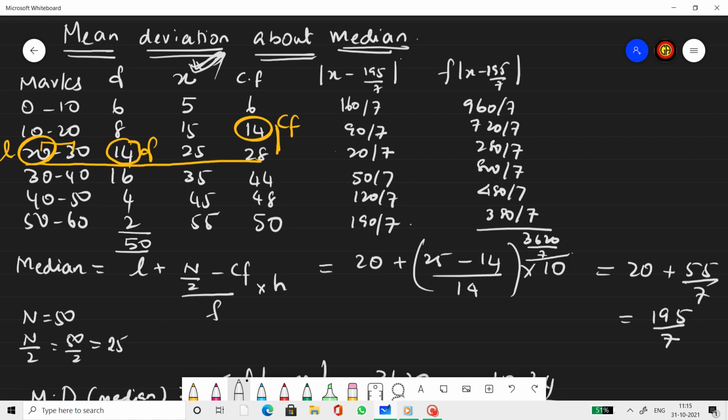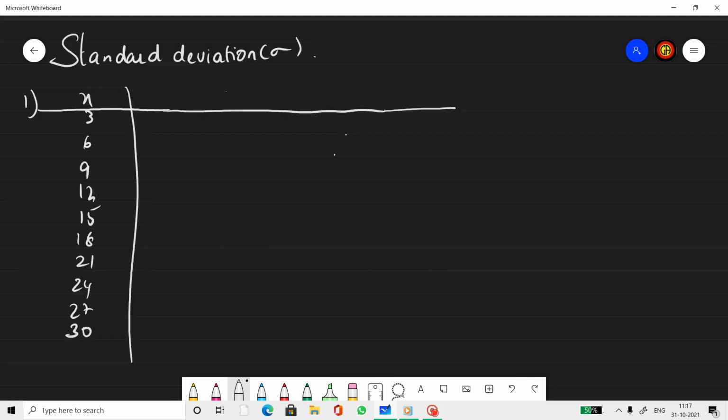Next, let's do the standard deviation models. So standard deviation, or otherwise sigma. So here I'm starting with the ungrouped type itself. X is only given, no F is given. X are the first 10 multiples of 3, which is listed over here. Now, if you watched my previous video, part 1, I said there are two methods to find the standard deviation. One, use the mean and find SD, or don't use mean, use the assumed mean and find SD.